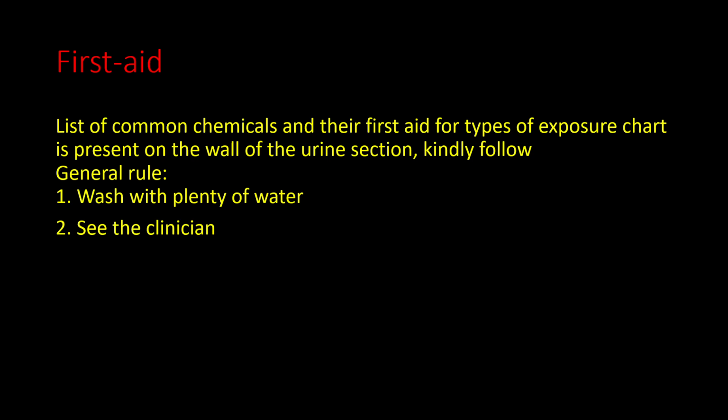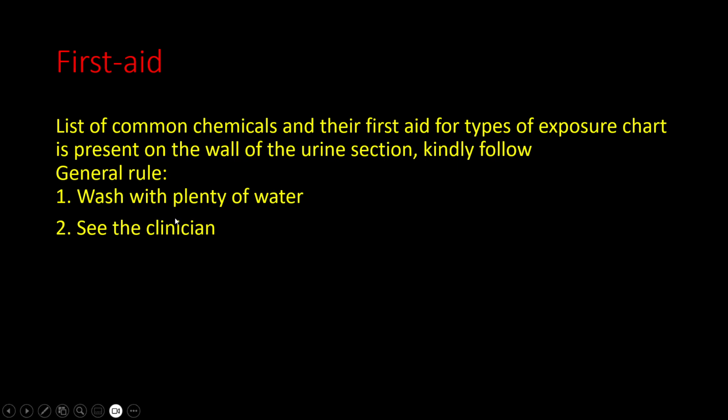First and foremost, we have a big table that has been placed above the urine section, where we have discussed what chemical, what type of exposure, what needs to be done. For example, if it gets exposed to the eye, what you have to do. If it gets exposed on the skin, what you have to do. If somebody mistakenly swallows it, what has to be done. Individually we have discussed each of the first aid steps for each of those normally used chemicals.